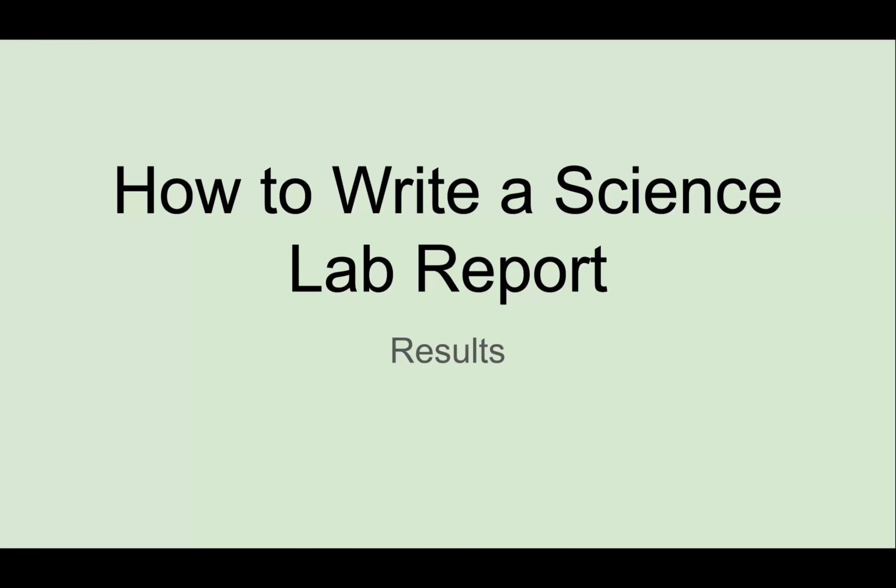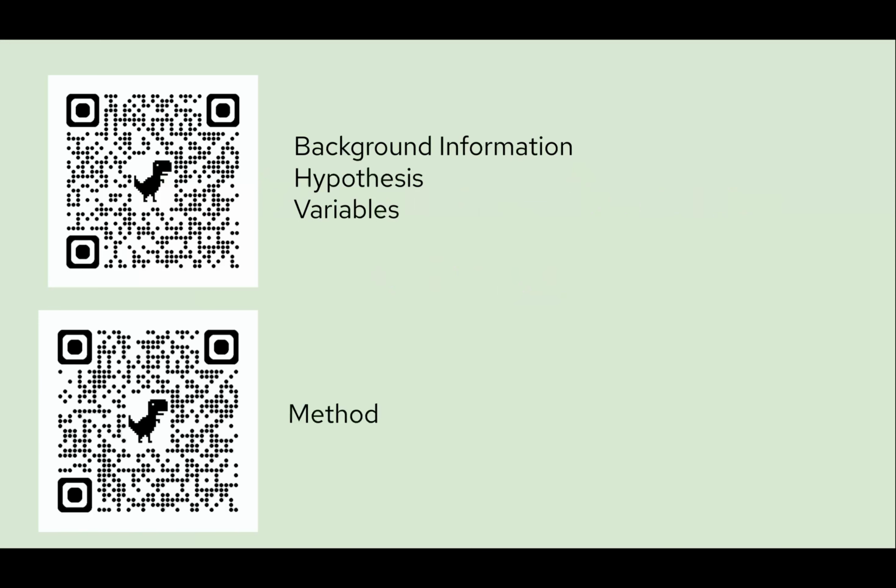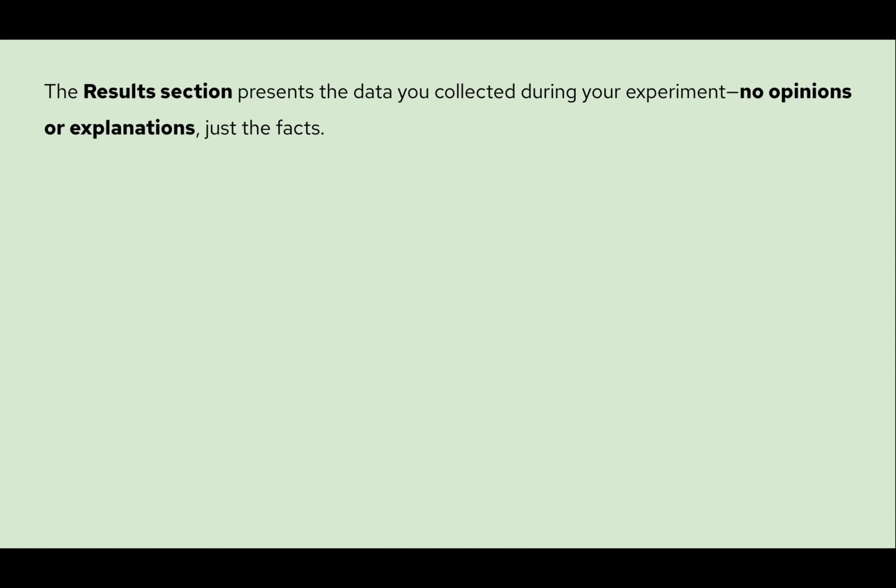Today we're going to look at how to write a science lab report with a focus on the results. This is in a series of videos, so if you haven't seen the first two videos, I suggest you watch them first. The first video is on background information, hypothesis, and variables, and the second one is on method, and you can just use the QR codes to get to those videos. But again, today we're going to look at the results.